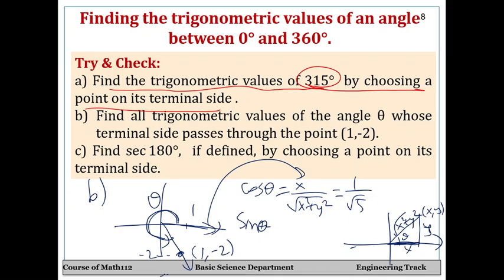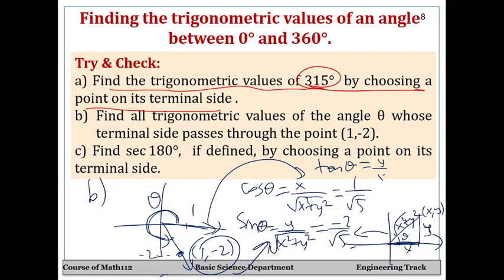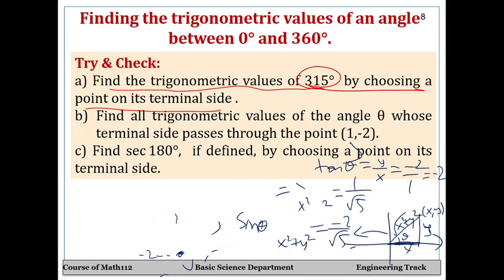And sine theta is equal to y over the square root of x squared plus y squared. You can write this rule from here, and then put the x and y values in, so it will be -2 over square root 5. Tangent theta is y over x, and you put in these values and you get -2 over 1, which is -2. You can do the rest by taking the reciprocal.